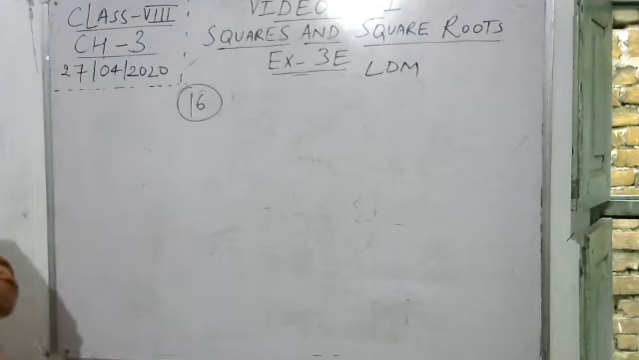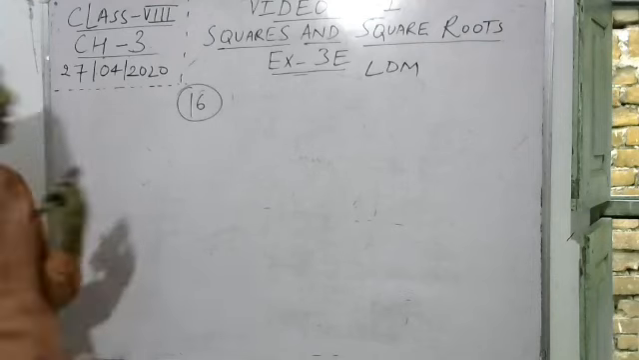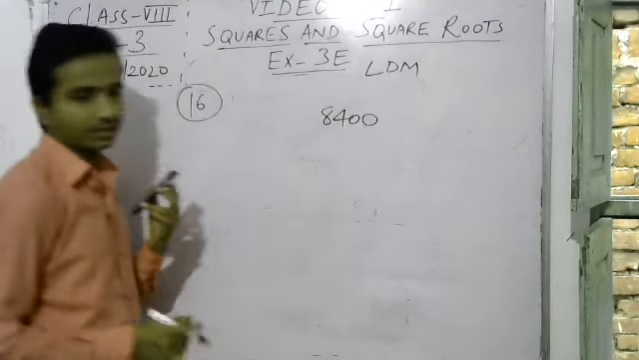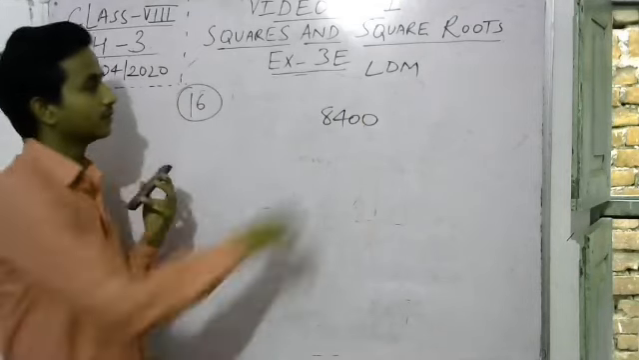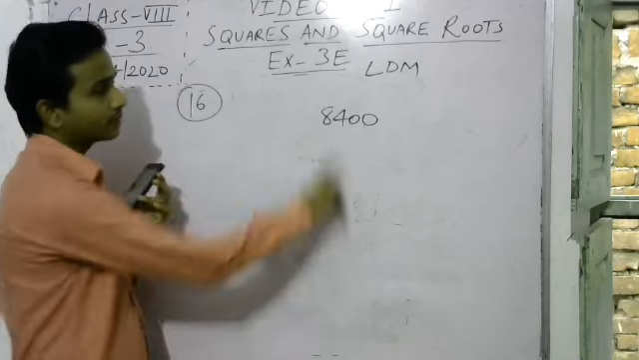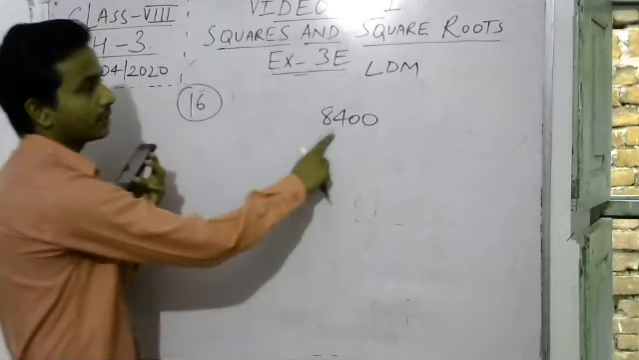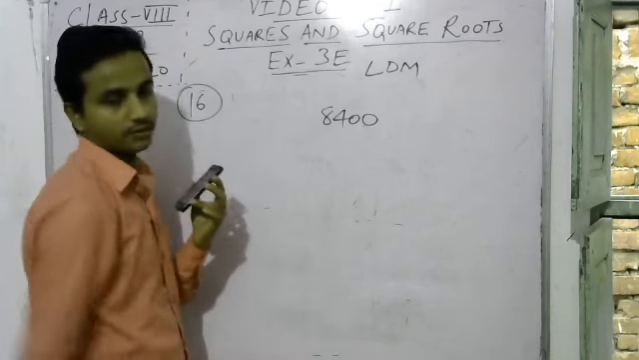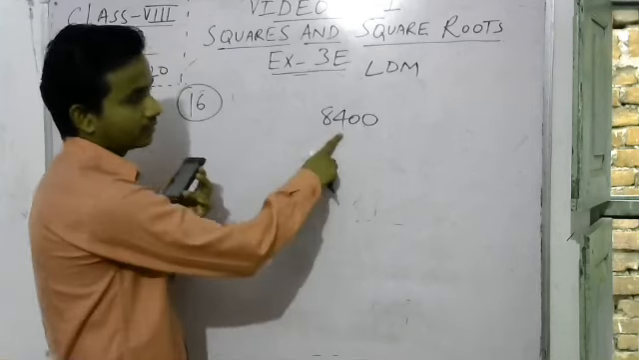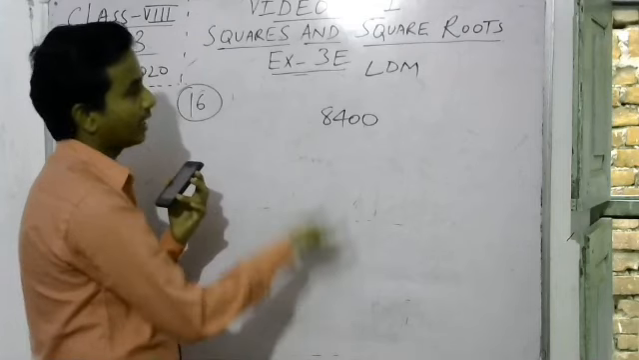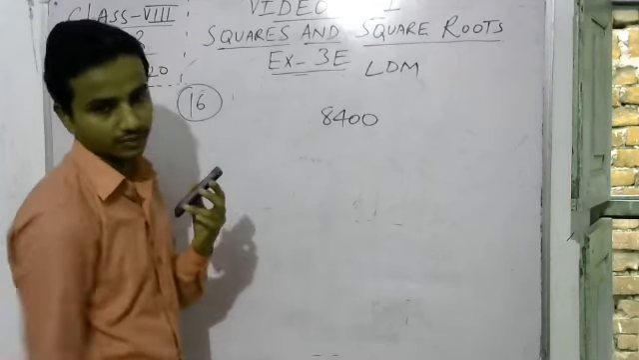8400. So this is an added type question. Find the least number which must be added to this number to make it a perfect square. Right now this is not a perfect square, so we have to make it a perfect square by adding a least number. The question is, what is that least number? And after adding, find that new perfect square number, and also find the square root of that number.